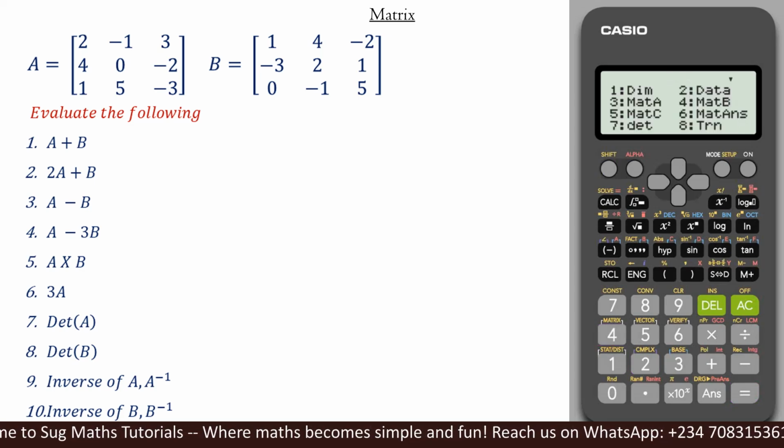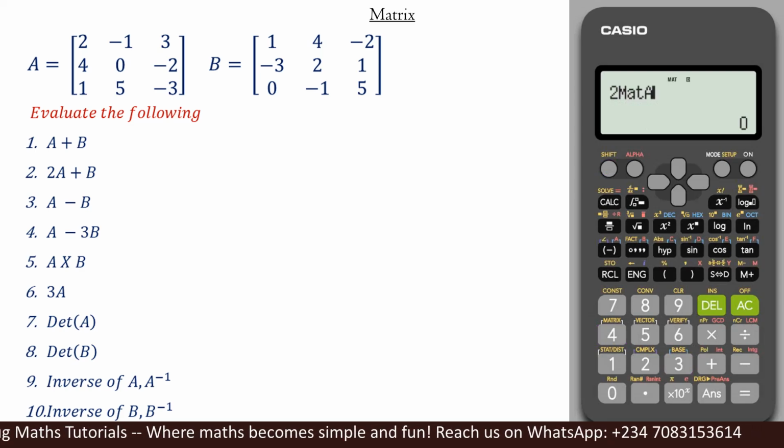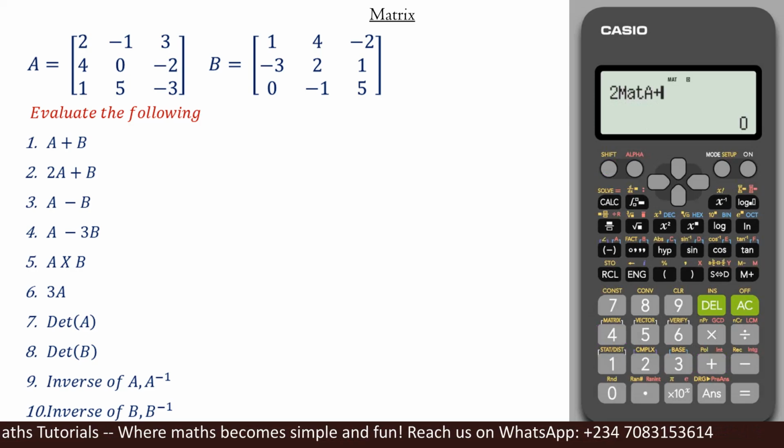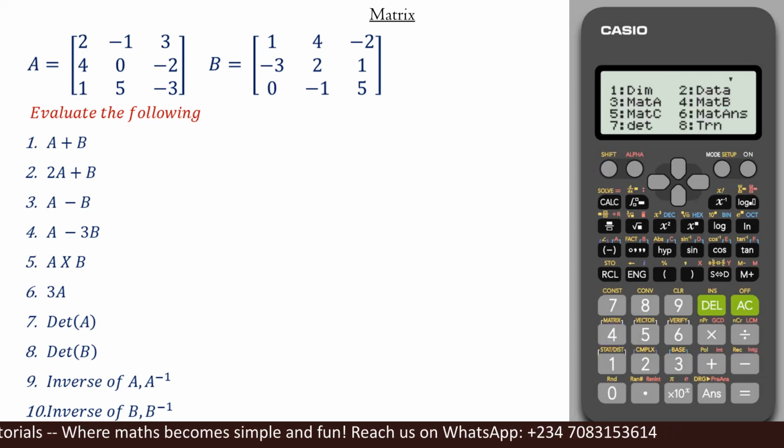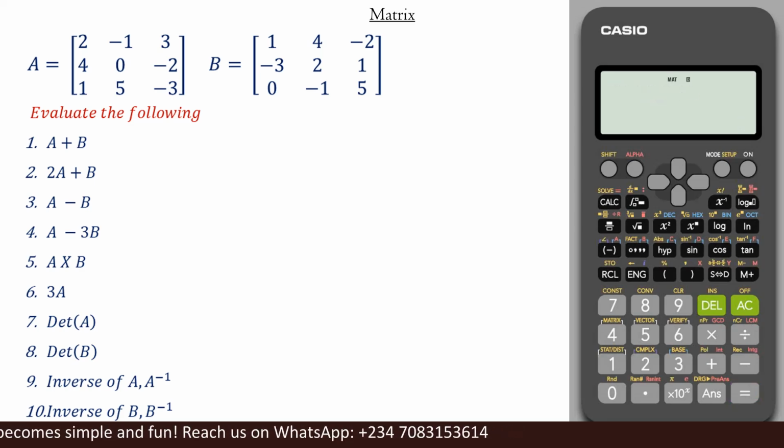Now here I will say 2, then shift, matrix, which is 4, then matrix A, option 3. So here I have 2 matrix A plus, I'll have matrix B. I'll go back and say shift matrix 4, which is B. So here I have 2 matrix A plus matrix B, right? That is, multiply matrix A by 2, then add matrix B to it. That is what this one is talking about. So here I'll say equal to, so this is the result for 2 matrix A plus matrix B. Are we together? Yes. Now let's go again.